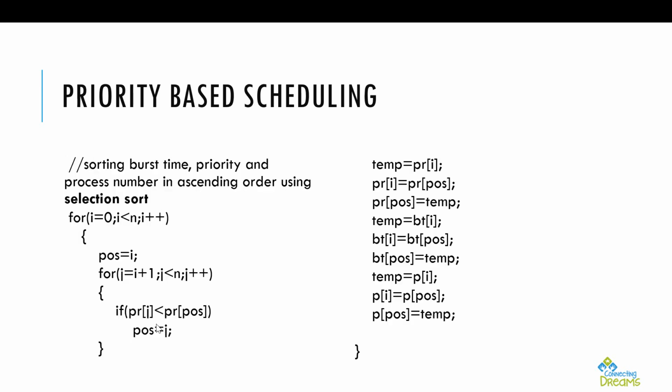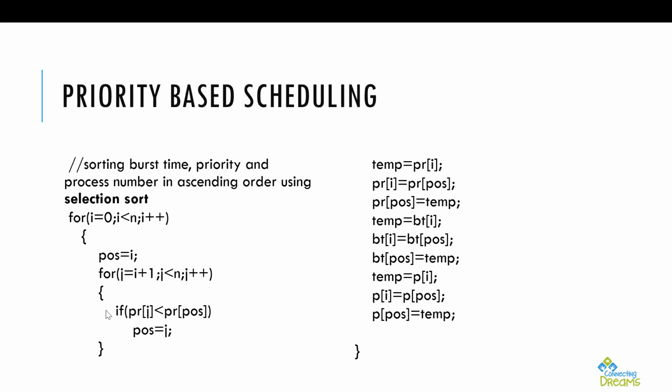Now here we are implementing a selection sort to help us sort processes on the basis of their priority in ascending order. In this for loop, for the very first iteration, the value of i is 0, and this 0 is assigned to the variable pos. Here we check the inner loop of j that goes from i plus 1. So in the very first iteration, the value of i is 0, so pos is 0 and the value of j will be 1. So it starts from 1 and goes to n, where n is the total number of processes we have.